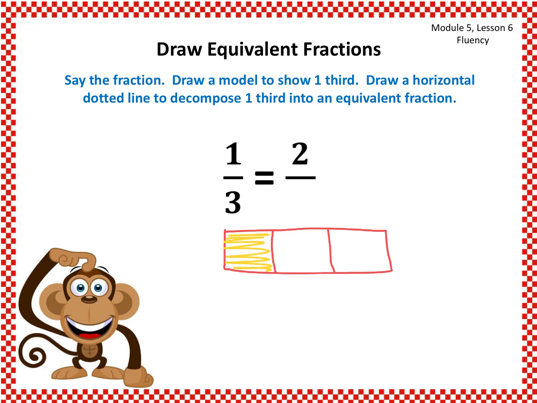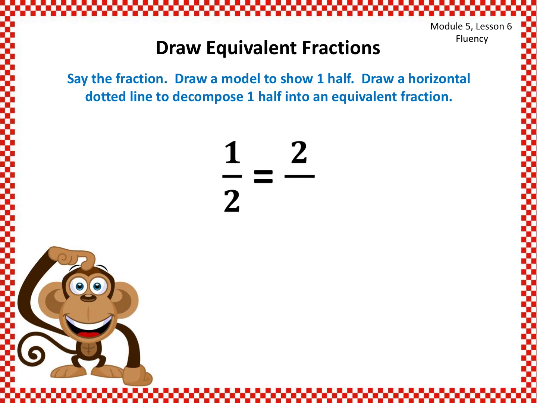And then the next thing we're going to do is draw a horizontal dotted line to decompose 1/3 into an equivalent fraction. We have a 2 on the top, so I'm going to divide that into 2. So if we continued that all the way through, we would have 6 parts. So 1/3 is equal to 2 out of those 6 parts that we just drew. So 1/3 is equal to 2/6. All right, I want you to try it yourself in the next one.